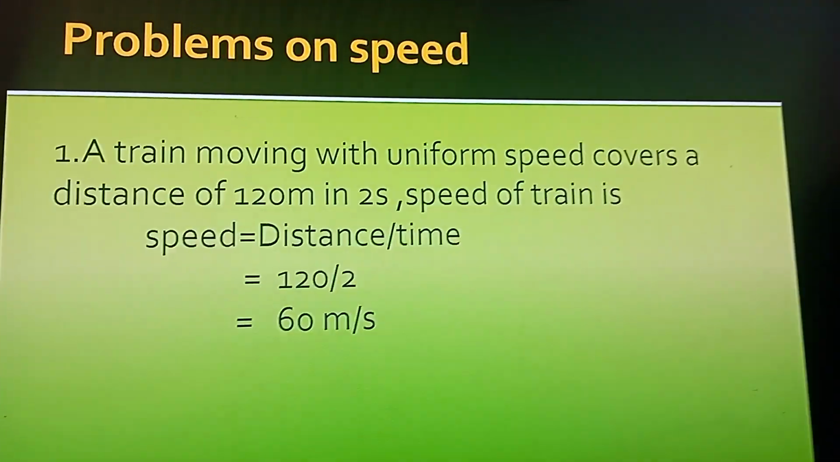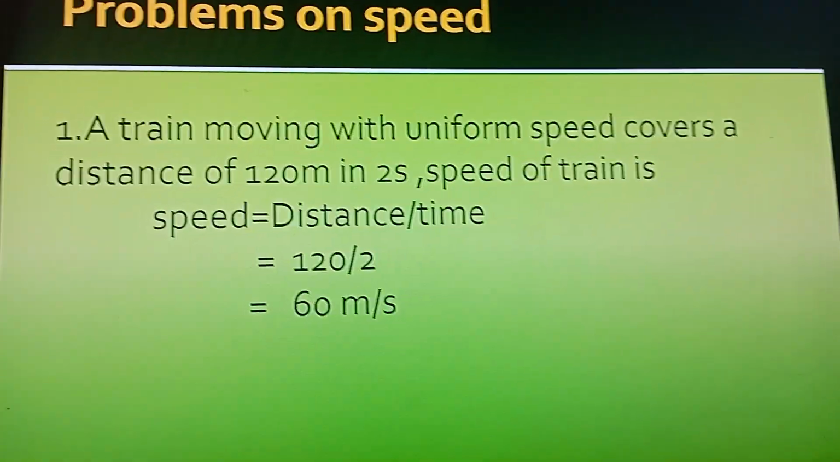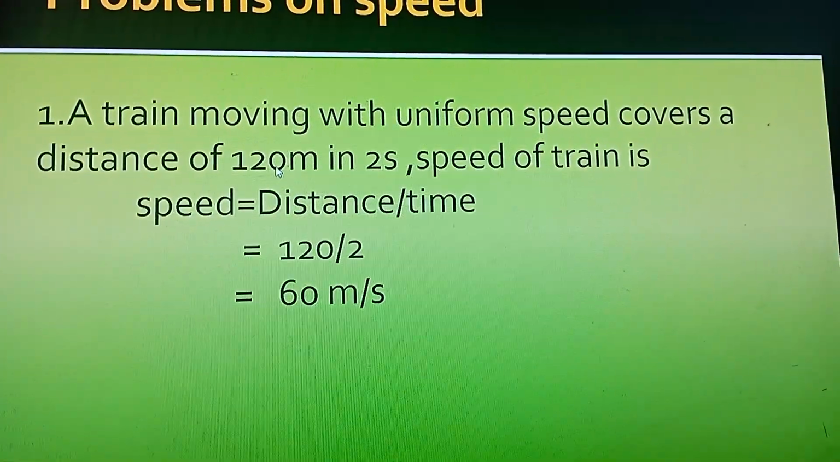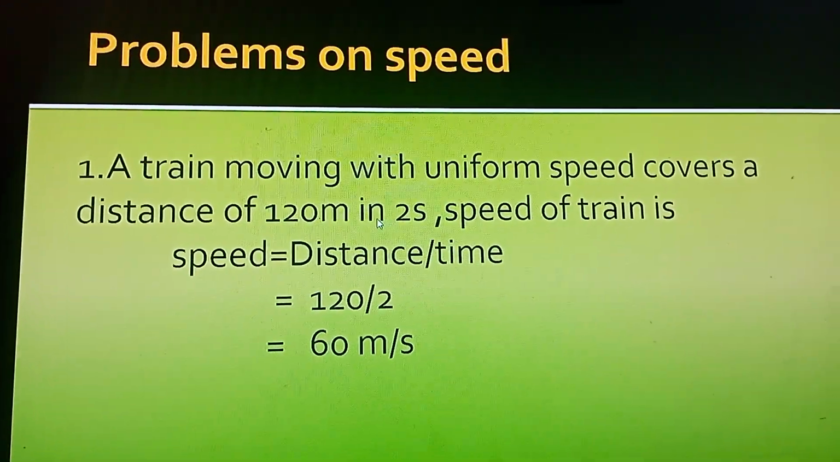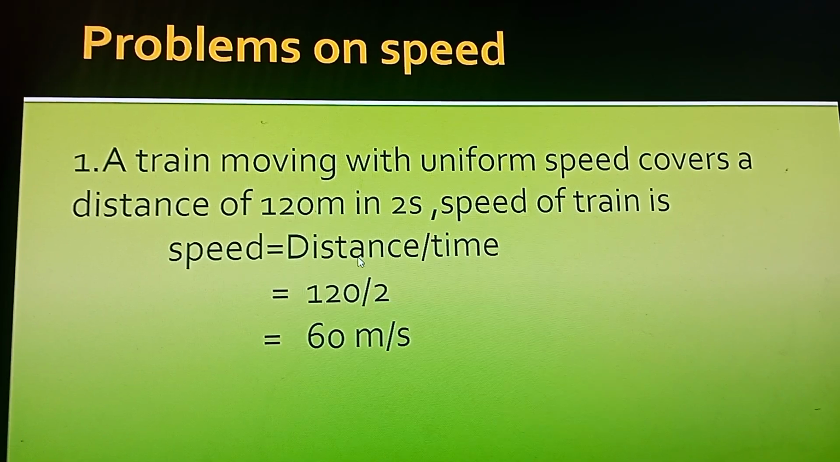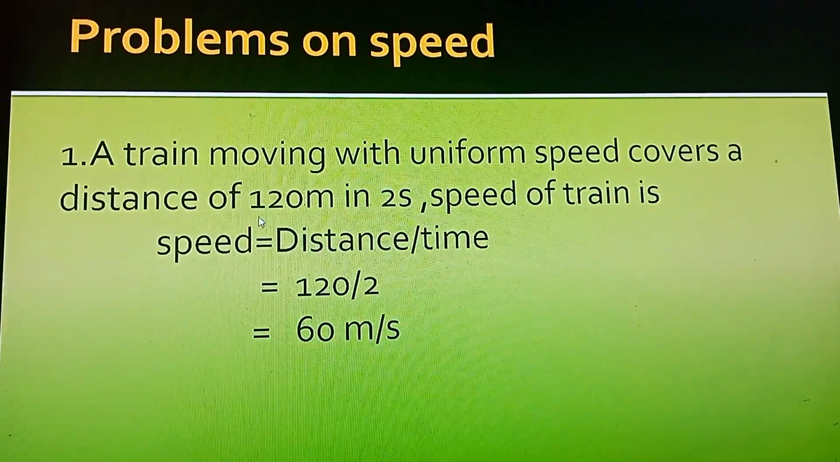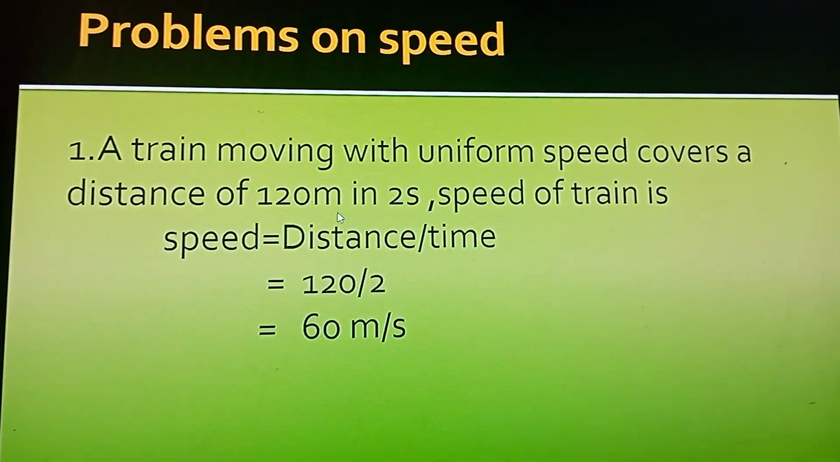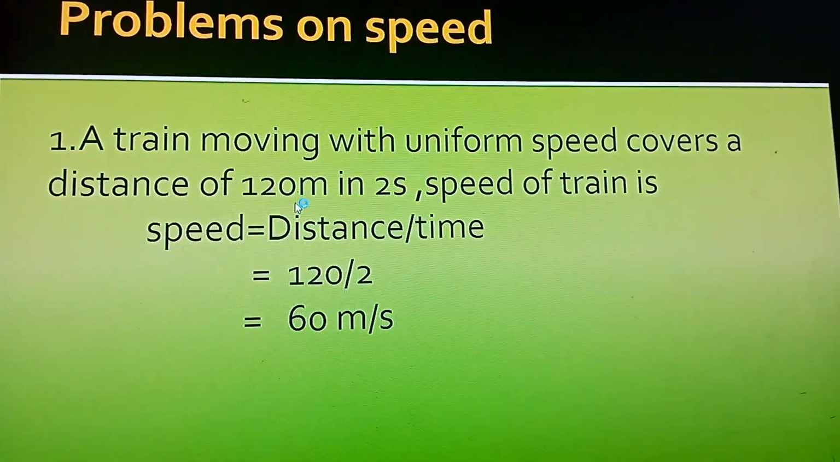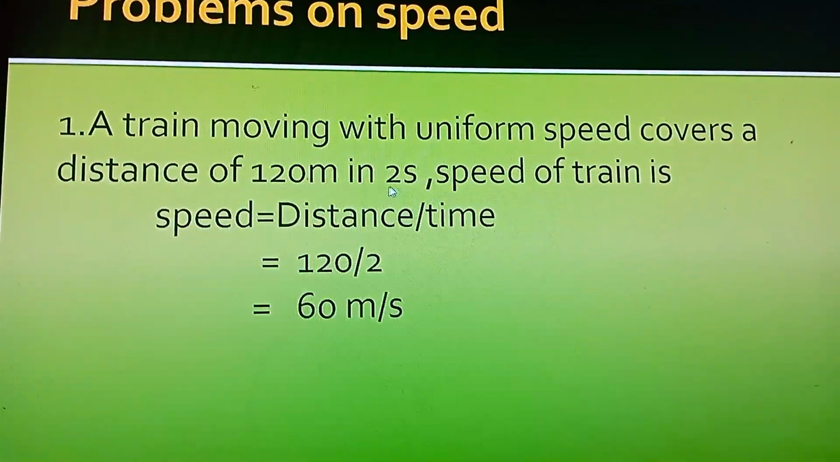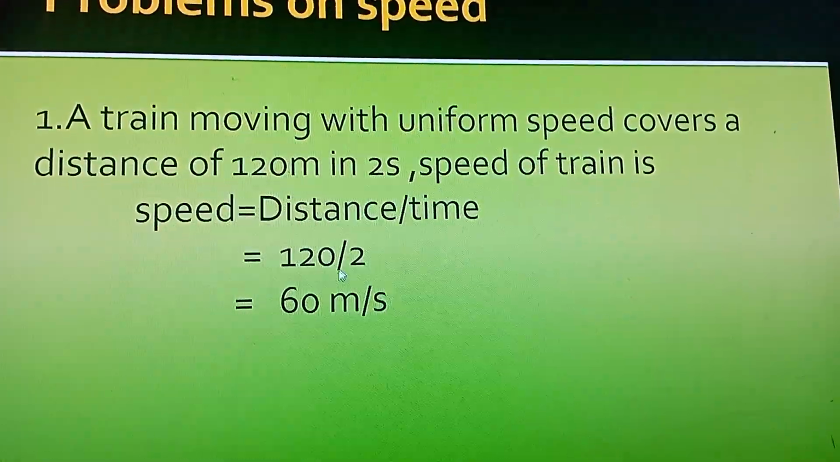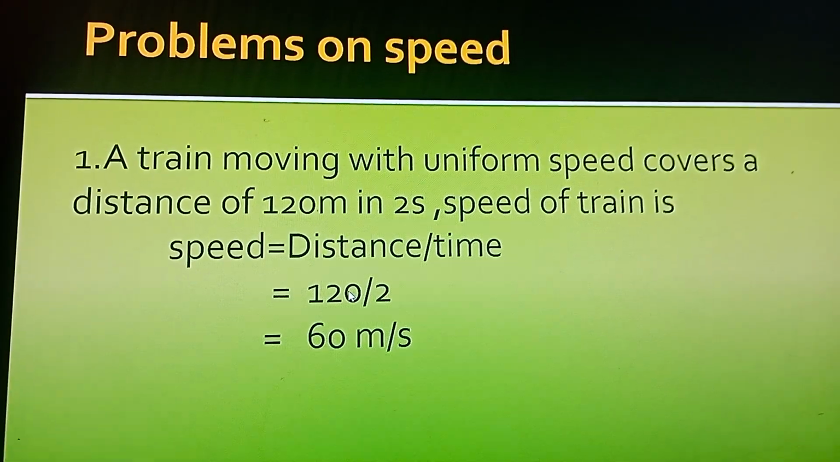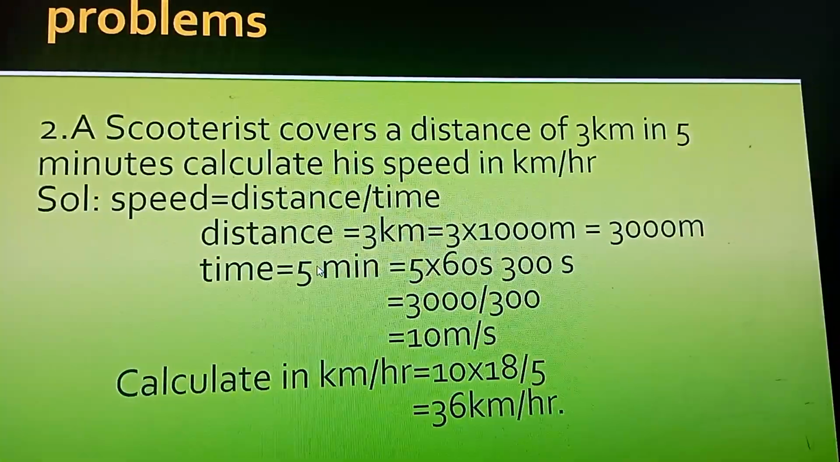Now we will see some numericals. A train moving with uniform speed covers a distance of 120 meters in 2 seconds. Find the speed of the train. What is the formula? Speed equals distance by time. What is the distance given here? 120 meters. See the units carefully. Meters, and time 2 seconds. So 120 meters by 2 seconds. You will get 60 meters per second. Next.